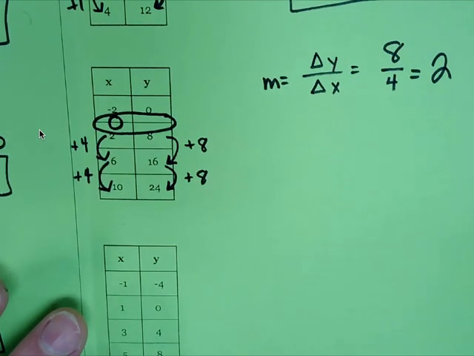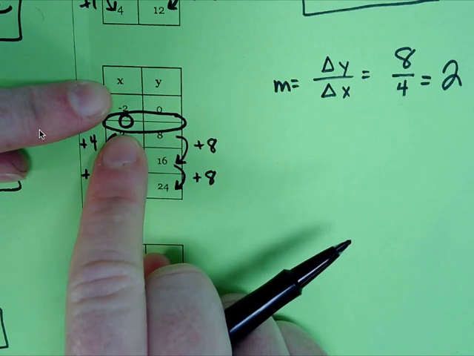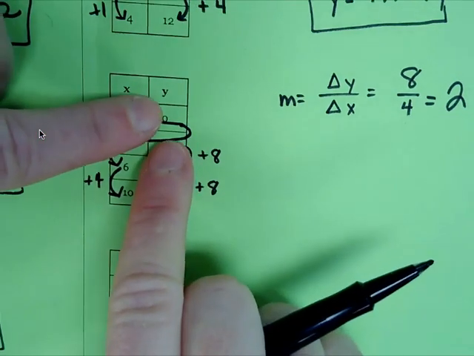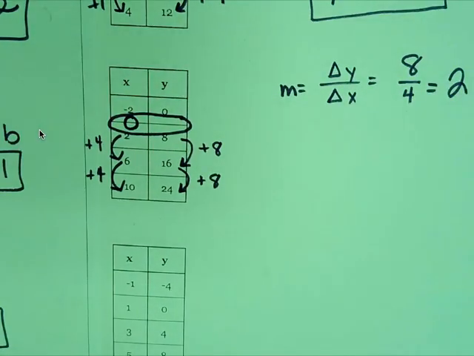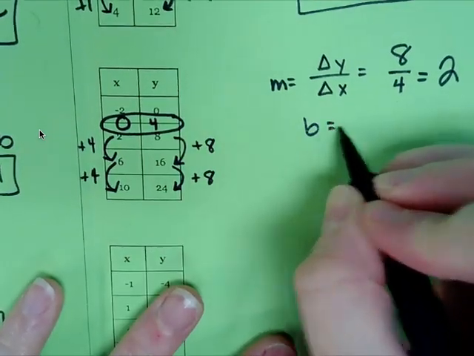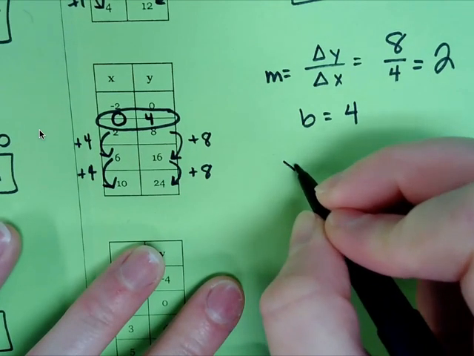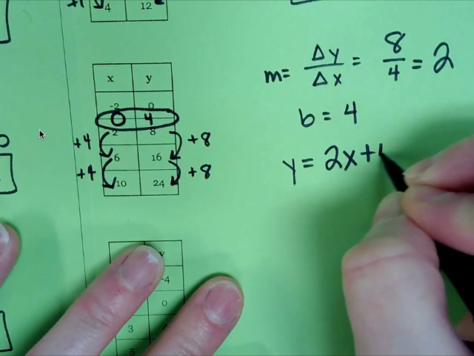So now, how are we going to find our y-intercept? What do you notice about 0 and negative 2 and 2? It's exactly in the middle. It's right between them. So what should be right in the middle of the y's? 4. Do y'all know why? Because it's half. Exactly. So this is your b value. So let's write our equation. y equals what? 2x plus 4.